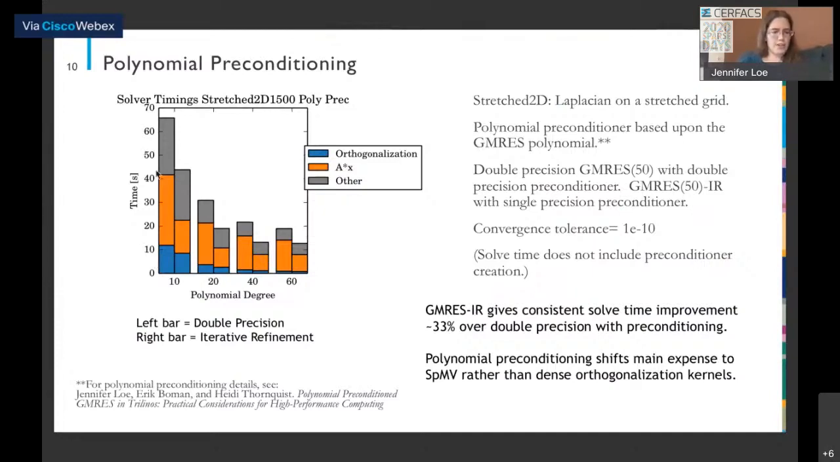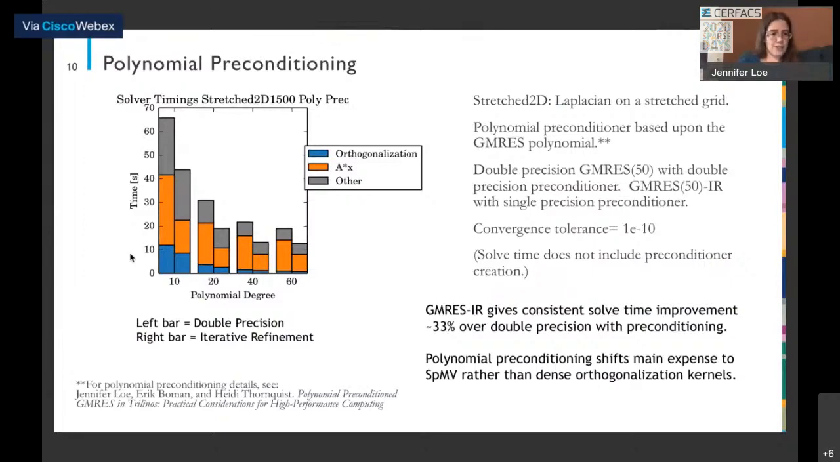And these bars are split up a bit differently as far as breaking down the solve time. So I have the orthogonalization kernel at the bottom in blue. The matrix vector products are in orange. And all of the remaining operations are at the top in the gray. So with polynomial preconditioning, remember the previous problems that I showed were dominated by orthogonalization costs, by those GEMVs with the transposes and non-transposes for the orthogonalization. Using polynomial preconditioning shifts the balance of the solve time to the sparse matrix vector product. Included in those other operations at the top are the vector additions for the polynomial preconditioner.